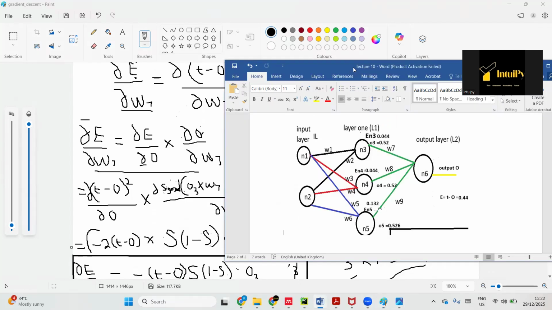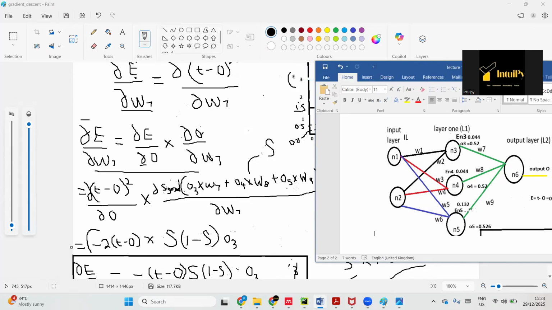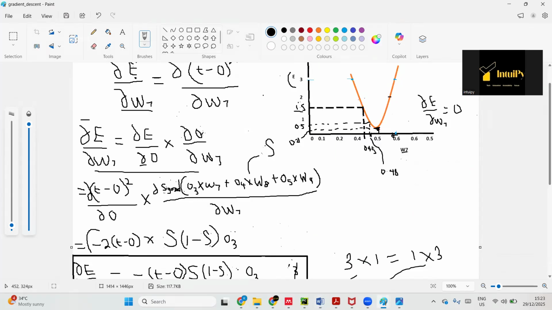If you look at this equation here, our output is what? O3 times W7 plus O4 times W8 plus O5 times W9. And then you pass everything into your sigmoid before you find your output. That's what you have here. So our output is the sigmoid of all of these, over W7.